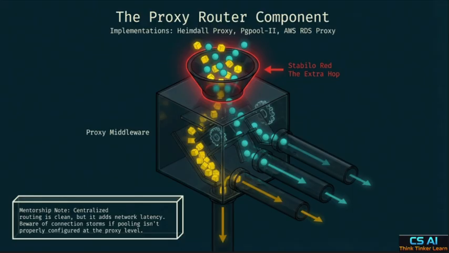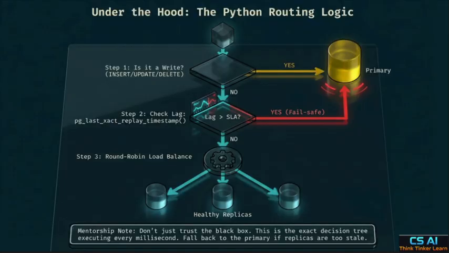To manage this complexity, we use a proxy router. Implementations like pgpool2 or AWS RDS Proxy sit between the application and the database. This centralized routing is clean, but as a senior engineer, you must account for the stability risks, the extra network hop. This adds latency. You also have to be careful about connection storms if your connection pooling isn't configured correctly at the proxy level. Let's look at the actual routing logic under the hood.